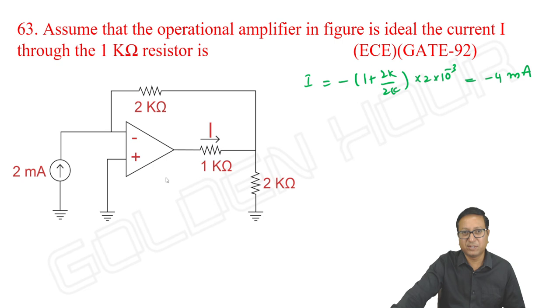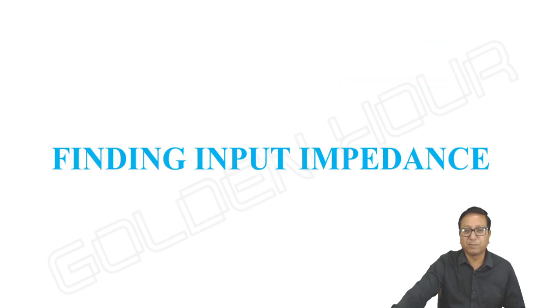So that's about current amplifiers. The next topic is finding the input impedance of a given op-amp circuit. We will see that in the next section.